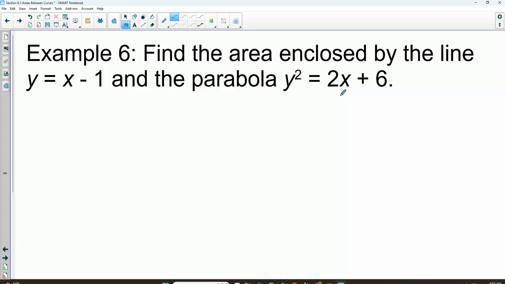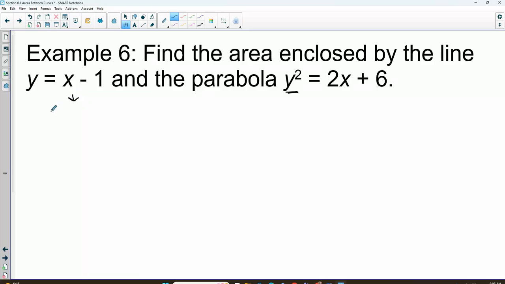How is this different than my other problems? The y squared. Usually it's y equals something, right? I could solve for y, but I'm going to have plus and minus, a square root, and it's going to be ugly. And I don't really want to try to integrate a plus and minus a square root. So what I would suggest on this one is that we work in terms of y.